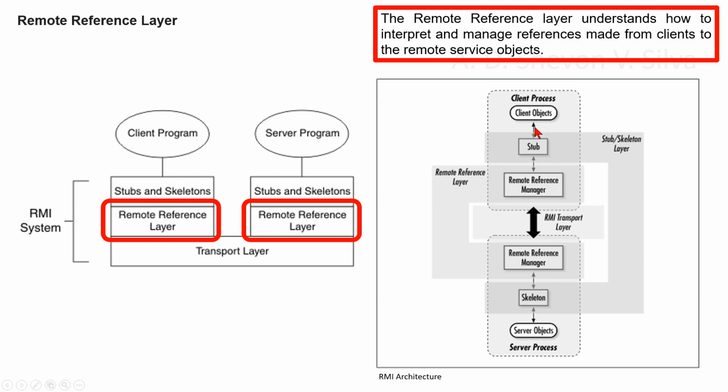Here you can see the client process: the client objects, stubs, and remote reference manager are inside the client process. Here you can see the server process: the remote reference manager, skeleton, and server objects are inside the server process. In the client process, client objects interact with the stub, which interacts with the remote reference manager. The remote reference manager interacts with the skeleton, which interacts with the server objects. The RMI transport layer is between the client process and the server process.